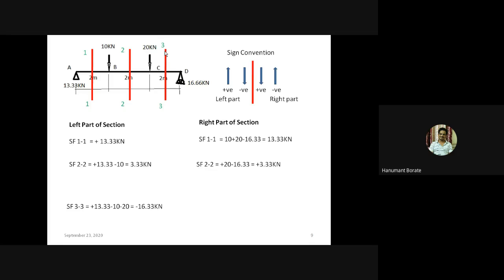In this way, if we take a section 3 at a distance of 5 meter, and do the shear force calculation for the left part and right part, we'll get the same answer, right? So shear force is nothing but the algebraic sum of vertical forces, either left part of the section of a beam or right part of the section of a beam. This is because this beam is in equilibrium. If we divide the beam into n number of parts, then each and every part is in equilibrium, right? So this shear force gets balanced.